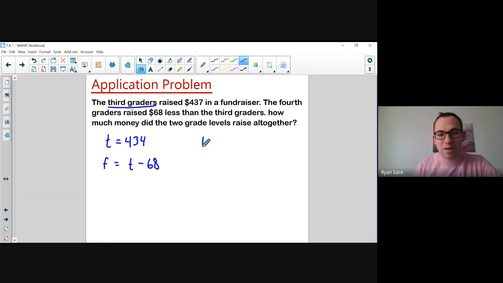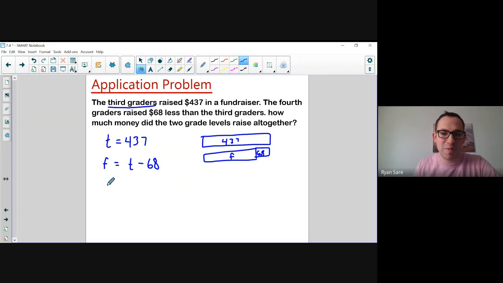Let me show it with a tape diagram. This is how much the third graders earned, 400, and I wrote it wrong right there. Let me fix that. $437. We know that this amount right here is $68. And whatever this amount is that fills in the rest of this tape diagram, that's how much the fourth graders raised. Now we want to know the total amount.